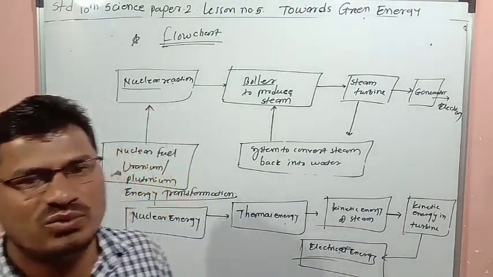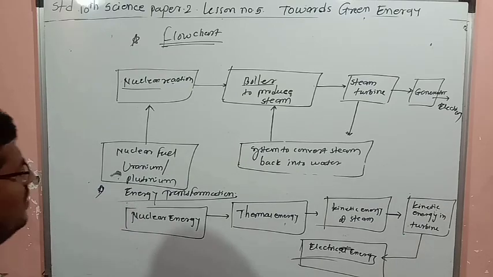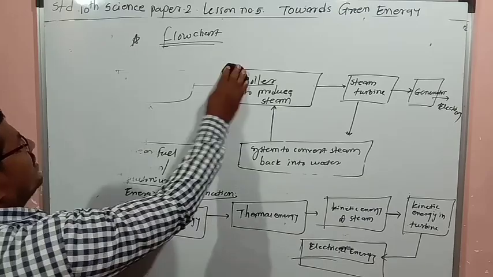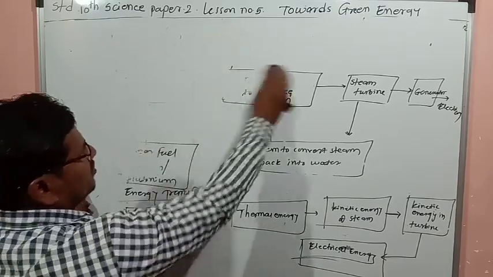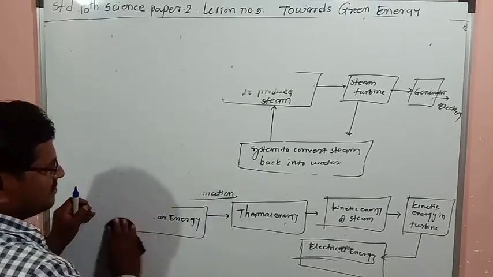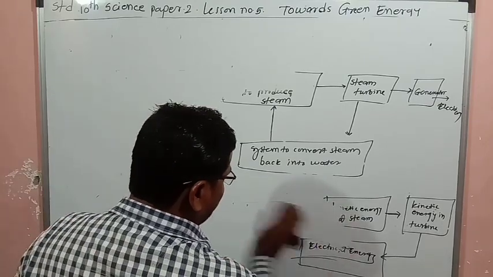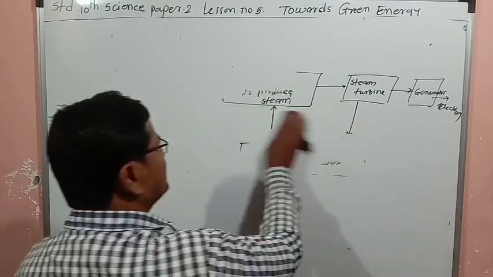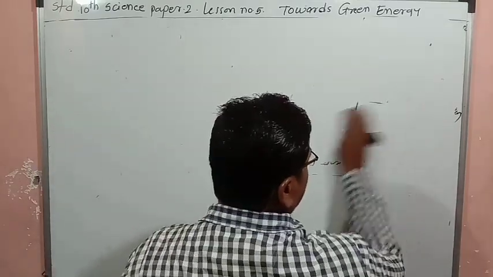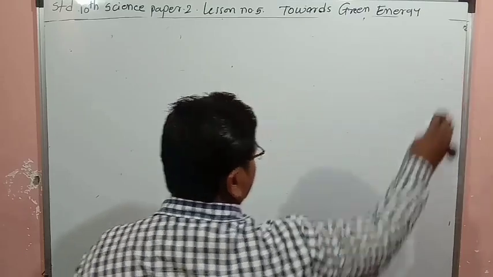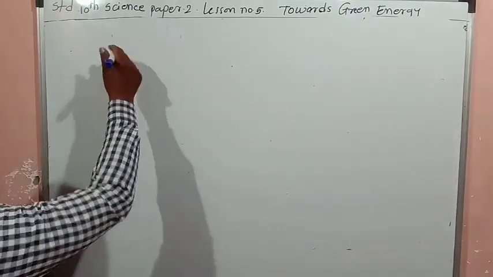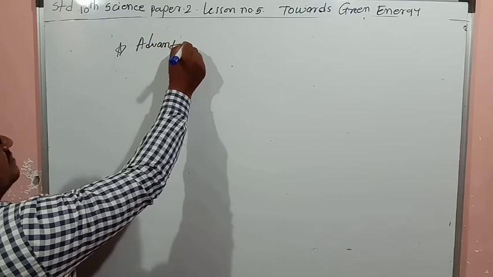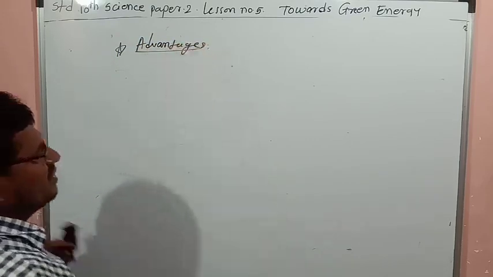And the next points are advantages and disadvantages of the nuclear power plant. Without advantages and disadvantages, this power plant topic will not be complete. So advantages and disadvantages, we will see that. Next point is advantages. So what are the advantages?